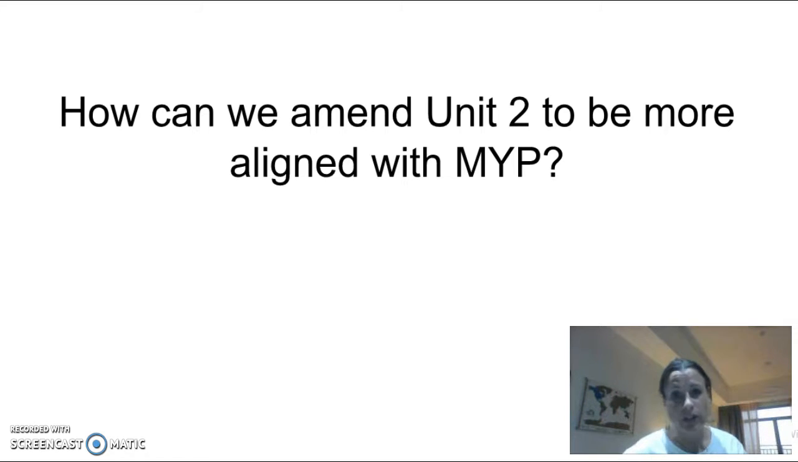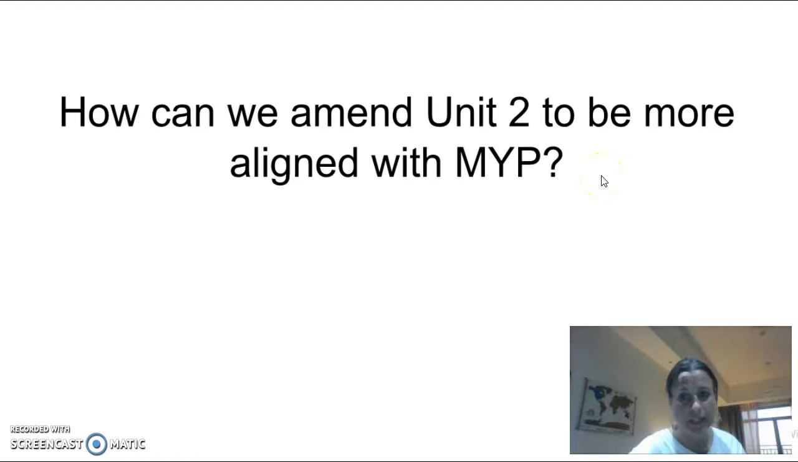because we feel quite strongly that we need to get some stuff sorted out in time for starting the new units with the kids. I'm assuming that our first lesson is going to be broadly based on feedback for assignments, so we do have a little bit of time to get this right. So, question for now is, how can we amend Unit 2 to be more aligned with the MYP?